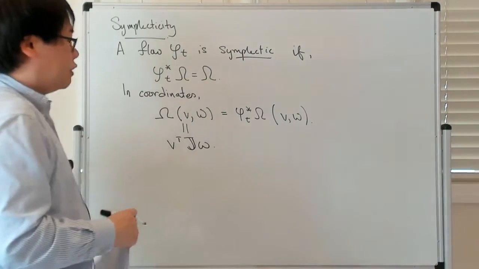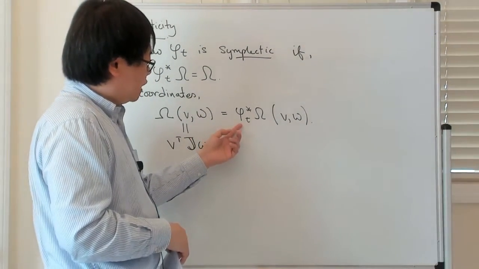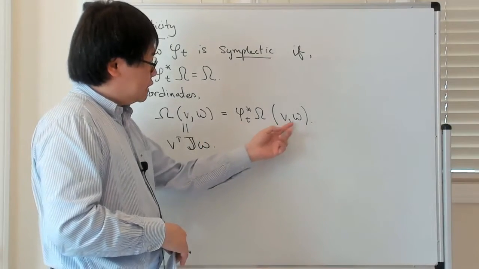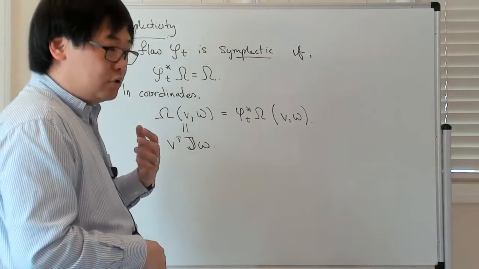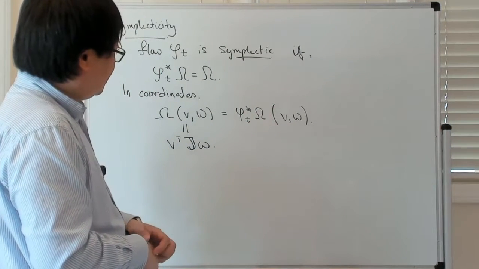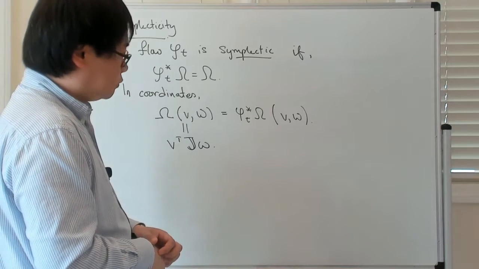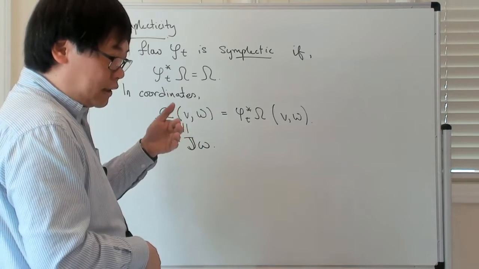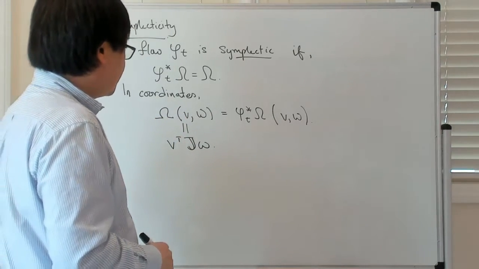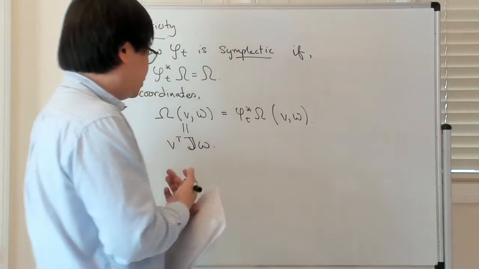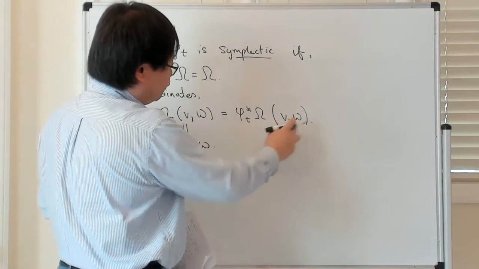Okay, and if you recall, the idea of the pullback basically is to use the map, the flow map, to act on the inputs to the quantity you're working with. And in so doing, you have now something which makes sense on the original space, the source space of the map, whereas initially you started at the target space. So you want to have the flow map acting on v and w.